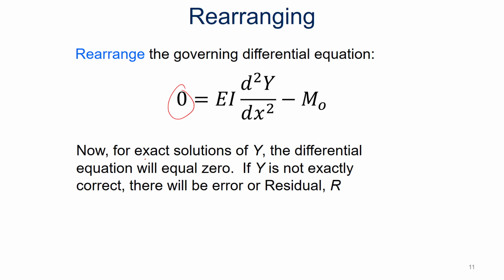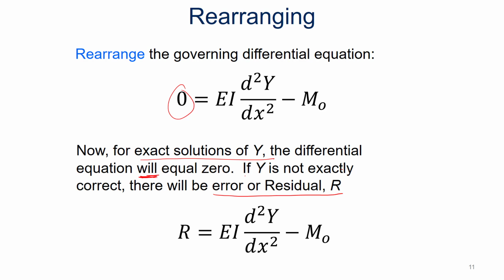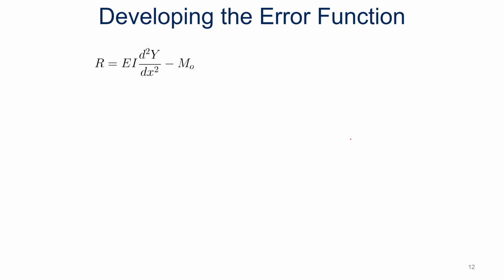Now, for exact solutions of y, the differential equation will equal 0. But if y is not exactly correct, which we know it will be in our case because it's not a sinusoidal function, there will be error or some residual r. So what happens is instead of 0, we're going to have this r over here on the left-hand side. So we're replacing that 0 by r. That's all we're doing right here. Okay. What we want to do now is clean this up a little bit. We want to develop our error function a little bit further. We can't really do much with this when we're developing our nodal equations. So we need to break that down.